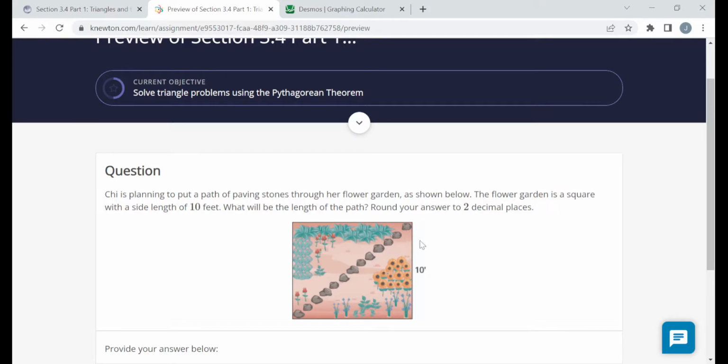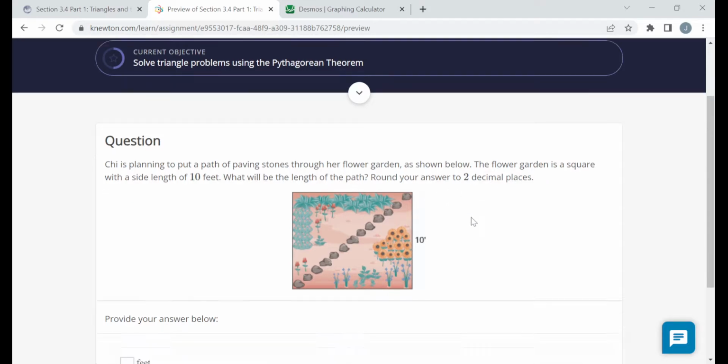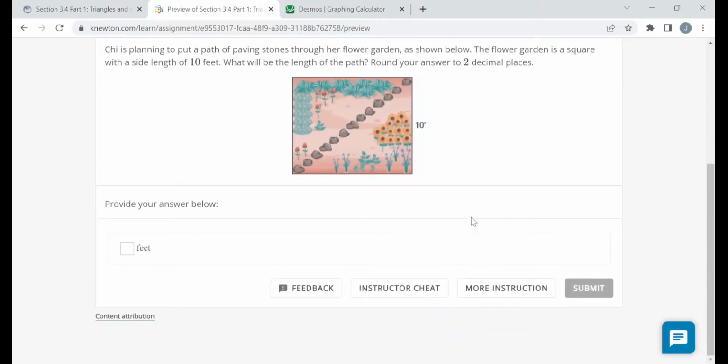Now, a square means every side has the same length. So the horizontal side on the bottom here is 10 feet. Every side around this is 10 feet. We're asked to find the length of the path of stones, right? What's the length of this path going diagonally across the square? And round your answer to 2 decimal places. So once again, I'm probably going to have to use a calculator here at the end.